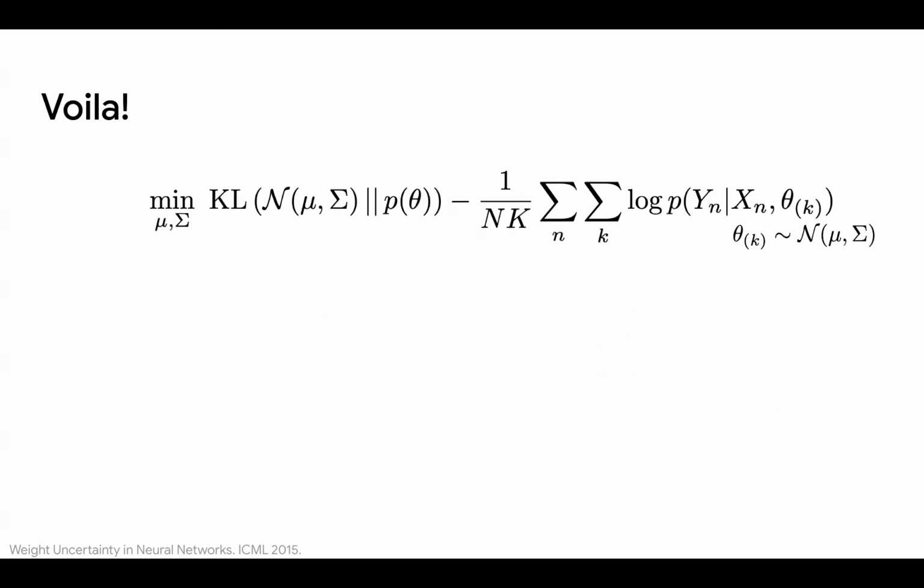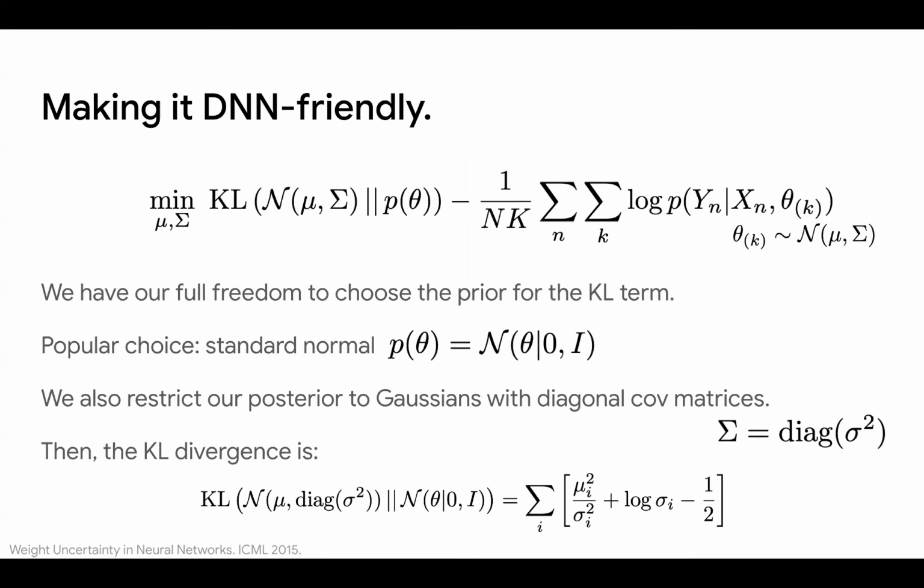It's already a convenient format, but we also try to make it more deep learning friendly, okay? So now first the KL term. We have the full freedom to choose the prior for this KL term. So a popular choice is standard normal. Why do we have full freedom? Because we only need to encode our belief through our prior.